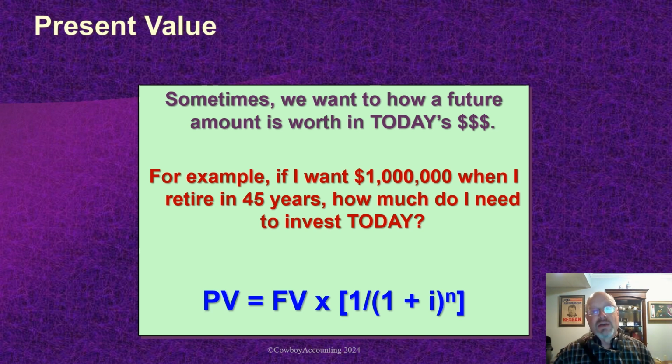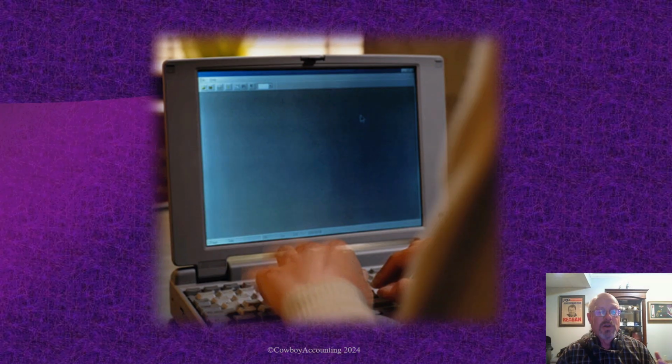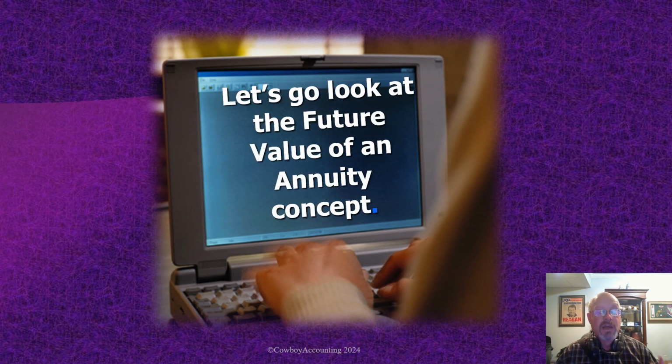It turns out that that amount is $111,296. Well, I don't know about you, but I don't have that. So we have a concept we're going to also look at called an annuity concept.